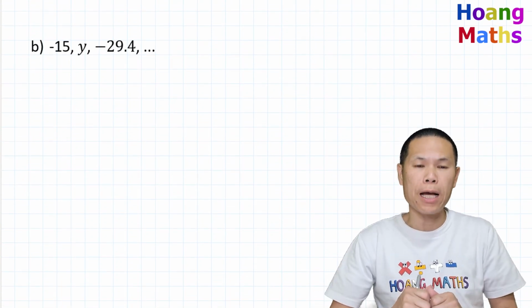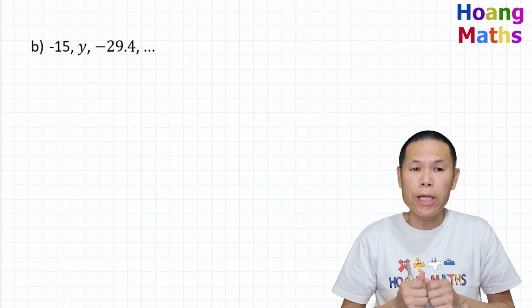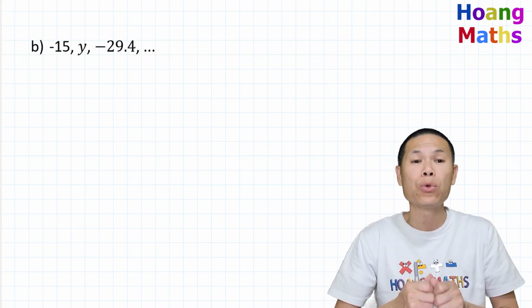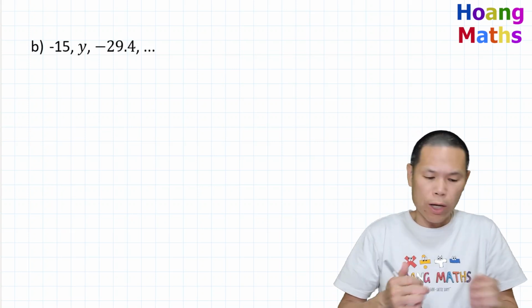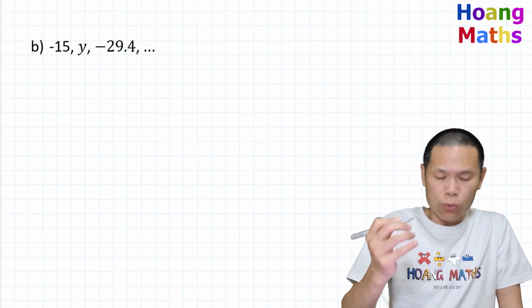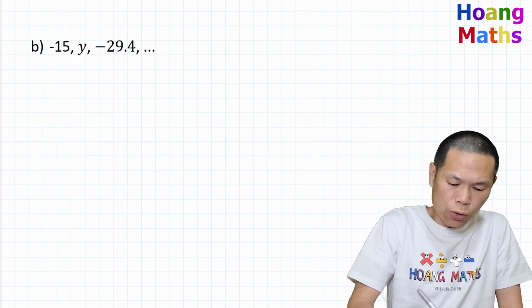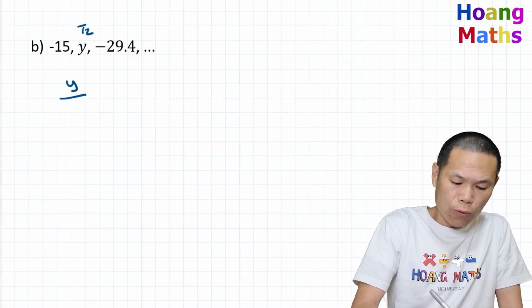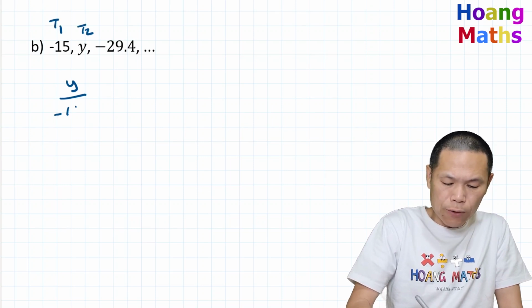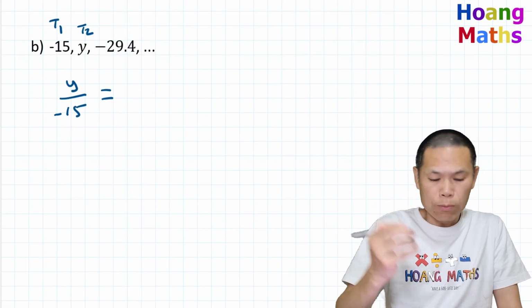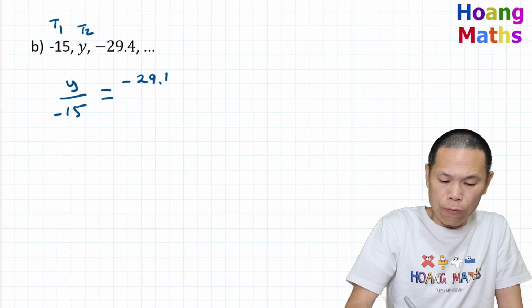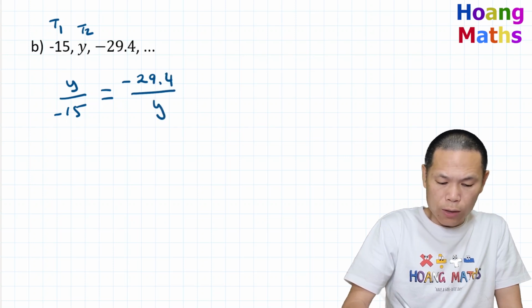Part B, same rule applies. So we know that term 4 over term 3 is equal to term 2 over term 1, or term 3 over term 2 is equal to term 2 over term 1. In this case, we only have 3 terms. So I just quickly use term 2 over term 1 because I want to put y on top. So term 2 over term 1, which is negative 15, equals term 3 over term 2. So term 3, negative 29.4, over term 2, that is y.